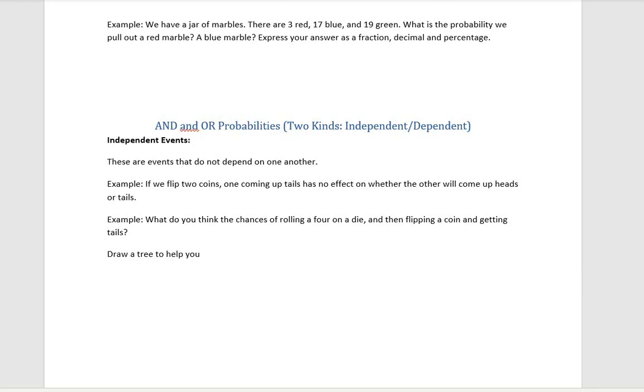So an example is, let's say that we have a jar of marbles and we have 3 red, 17 blue, and 19 green. What we want to know is what's the probability that we pull out a red marble, a blue marble, and we want to express this as a fraction, a decimal, and a percentage.